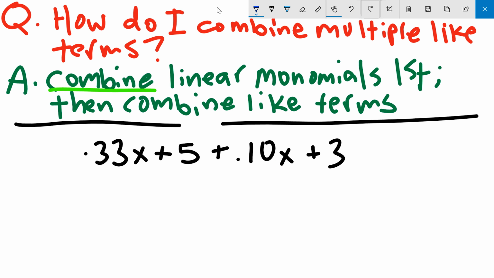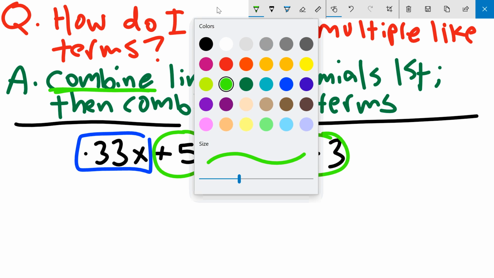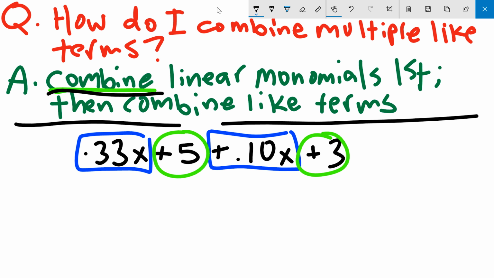Okay, let's box in our linear monomials, right? There's a linear monomial. Don't forget to capture the sign. It's so easy to forget to capture that sign right there. Don't forget that. Then we're going to go back to soft green for the constants. Now very simple. All we need to do is combine like terms. So let's go ahead and combine those like terms.